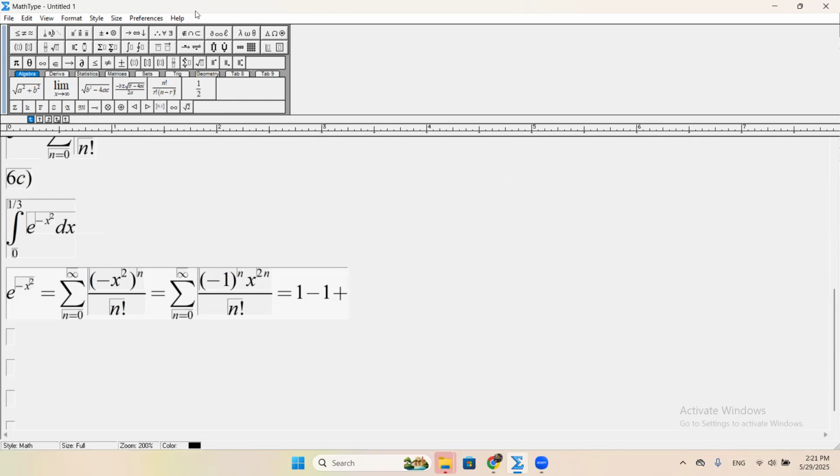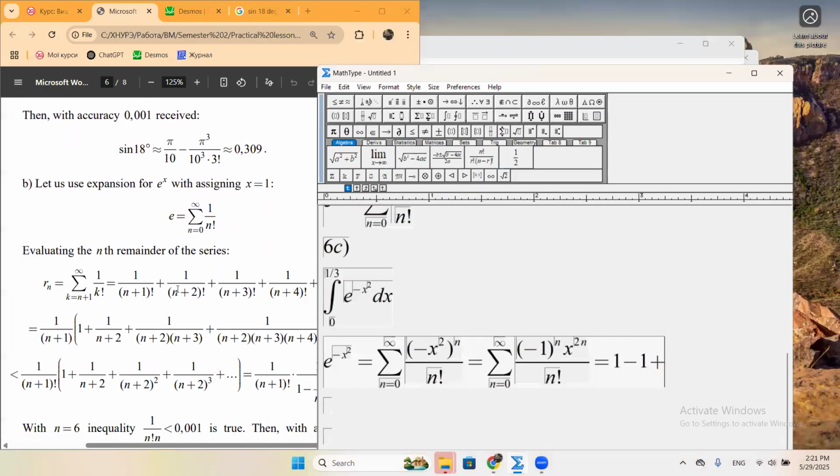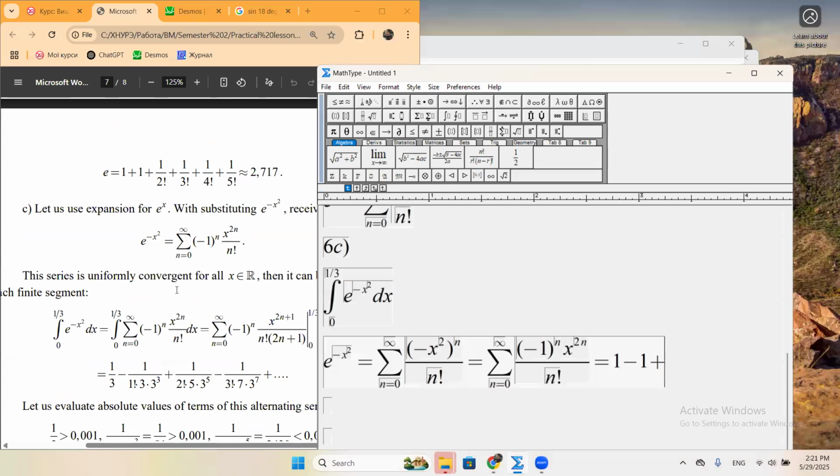Okay, what did I substitute, by the way? 1 over 3, if I'm not mistaken. Yeah, so first of all, let's calculate the integral. So the integral will be the following. So I will just substitute these values.